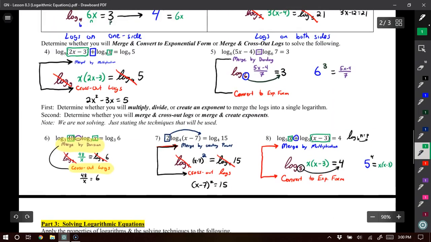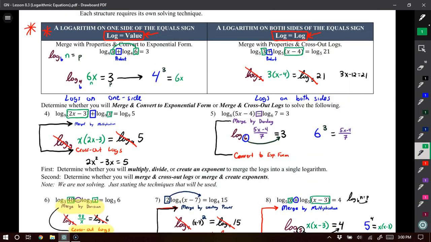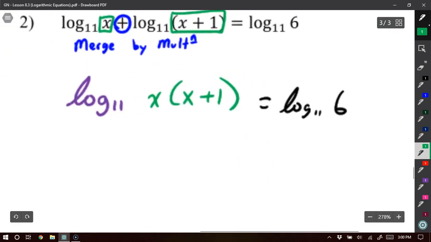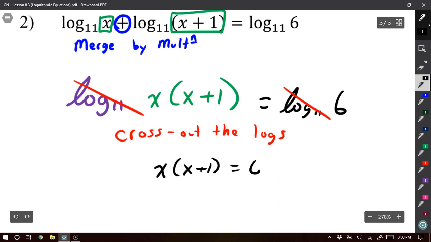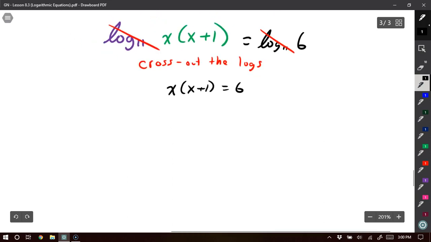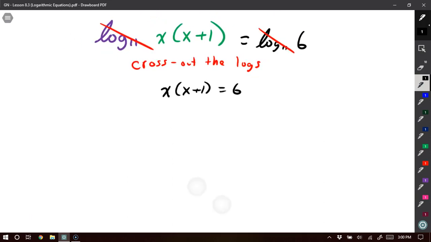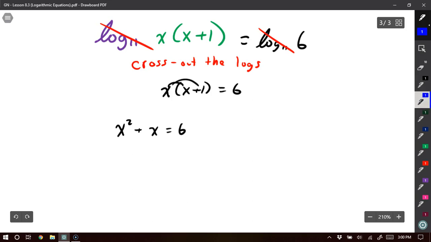I look at my structure. Okay, do I have logs on one side or logs on both sides? In this case, I have logs on both sides. And so when logs are on both sides, you can cross out the logs. So ba-boom, ba-boom, gone, and I'm going to write it down: x times x plus 1 equals 6. Now this one's a little trickier because when I do the distributing, I'm going to get x squared plus x equals 6. And this is a quadratic.